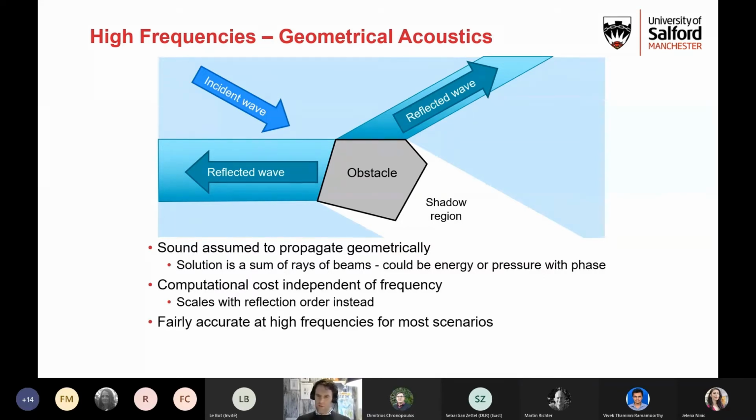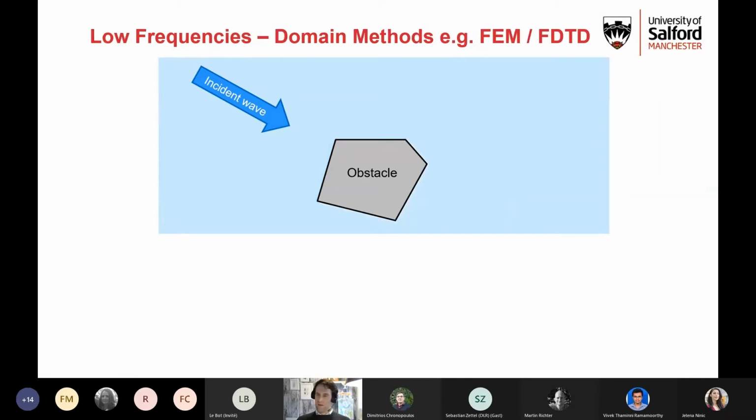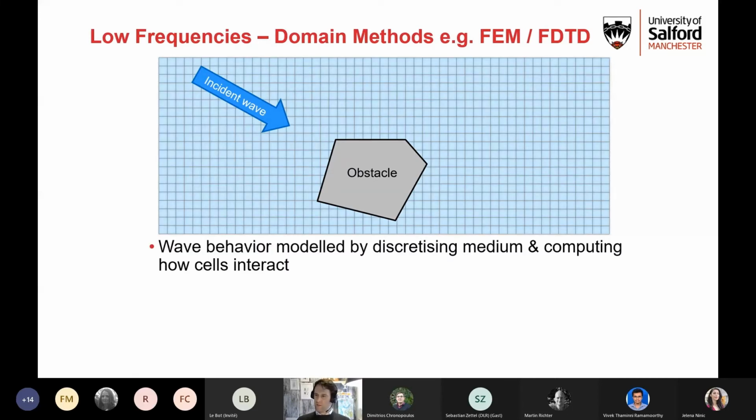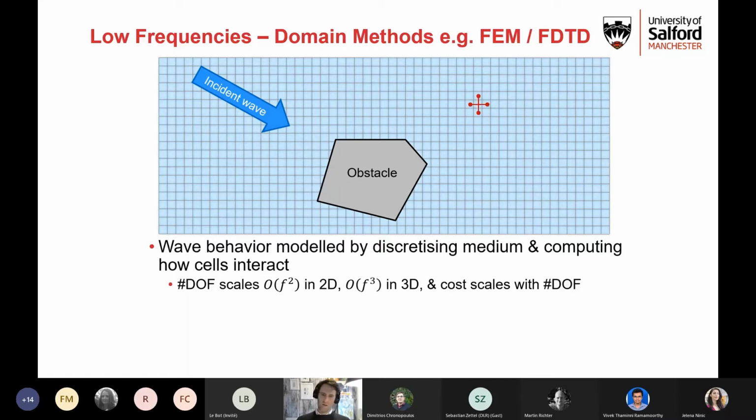And they're fairly accurate for high frequencies in most scenarios, but as I say, they're inaccurate at low frequencies due to absence of diffraction. If you're modeling low frequencies, you have domain methods such as finite element method or finite difference time domain, where the wave behavior is modeled by discretizing the medium and computing how cells interact. So if you're going to keep the elements small with respect to wavelength in all your dimensions, you're going to get a number of degrees of freedom scaling with frequency in 2D or frequency cubed in 3D. But the cost only scales with the degrees of freedom, and that is because you're only looking at interactions between nearest neighbors in elements.